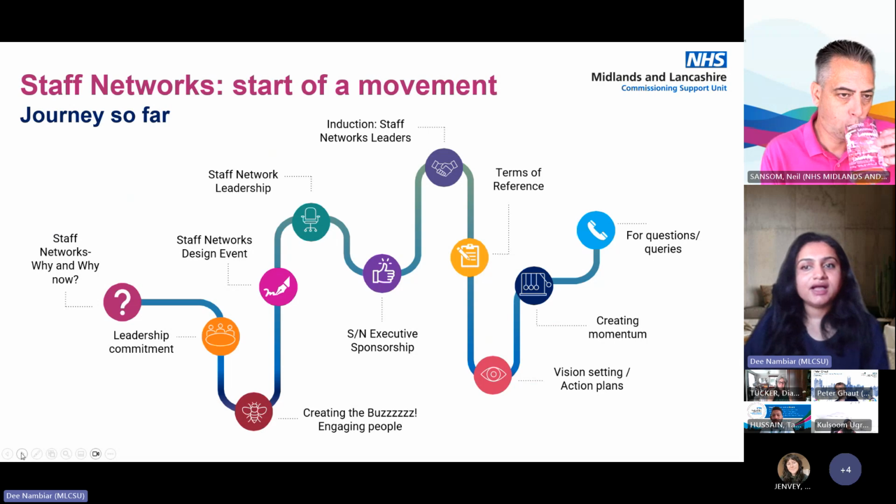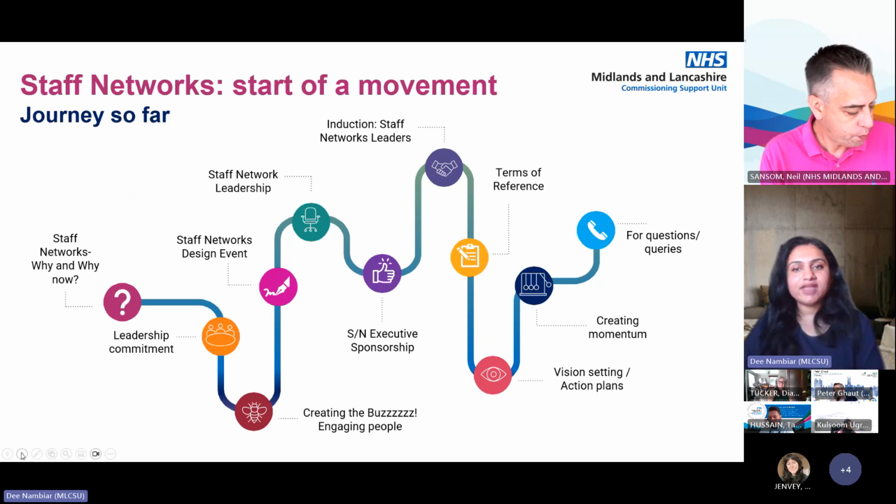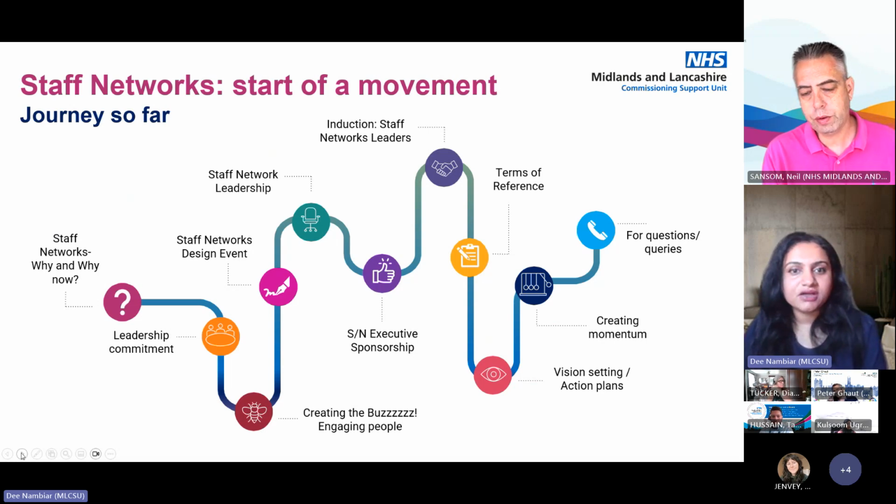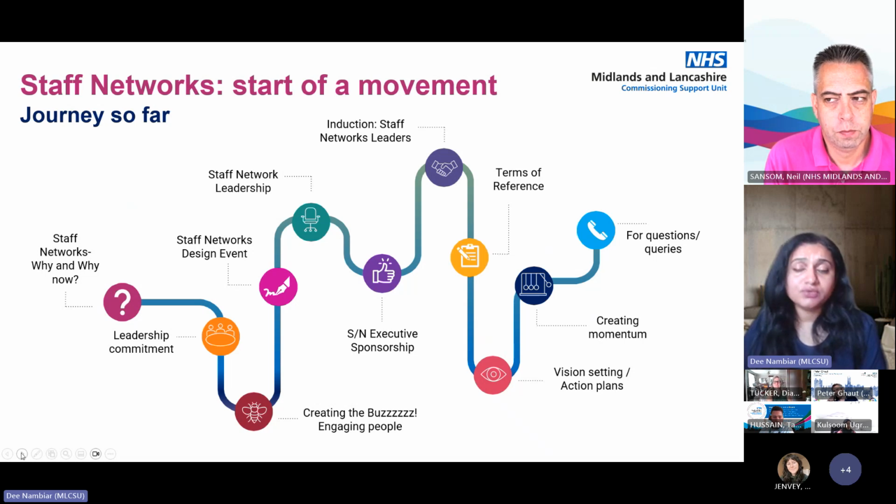So with that, this is our journey so far. When I was tasked, as of the 1st of January 2022, to create staff networks, I wasn't very sure what was going to happen or what I was getting into. So I started documenting my journey as we progressed.